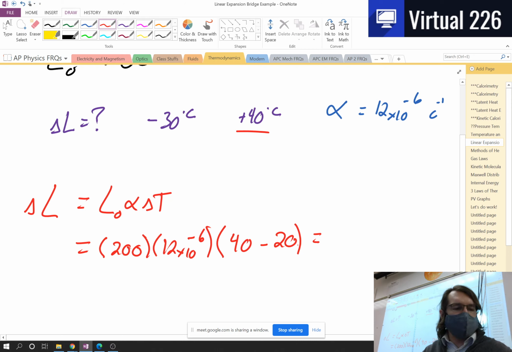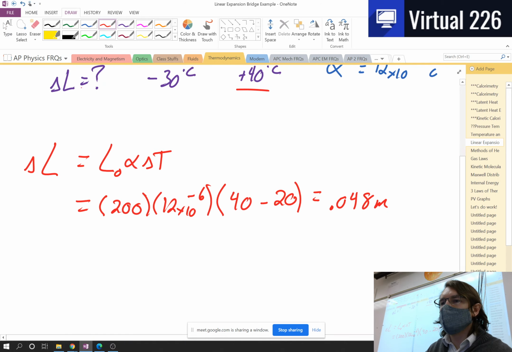If we multiply all this together using El Calculadora, we'll get a number, which, numbers, but it is what it is. So 200 times 12 times 10 to the minus 6 is 0.0024 times 20 gives us 0.048 meters, or 4.8 centimeters. So like about 2 inches. That's not a lot. But let's look at things when they get cold.